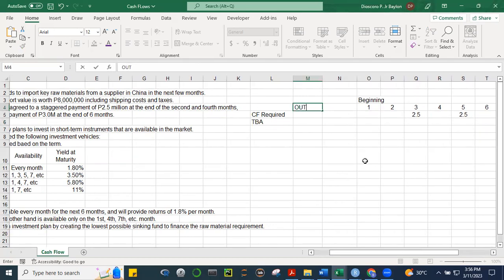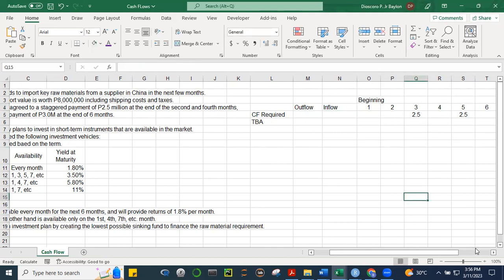Okay, so we're looking at this class from the perspective of investment. We're going to put out the money and then we're going to collect the money, these amounts, so that we will be able to pay our supplier. Let me put this as outflow and then this one as inflow. Let's just define some of the variables and then we'll continue with this next meeting because we will definitely not be able to solve this today.